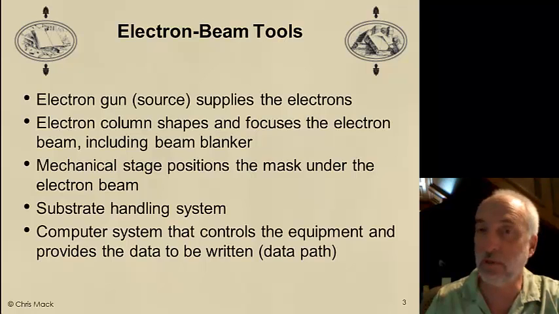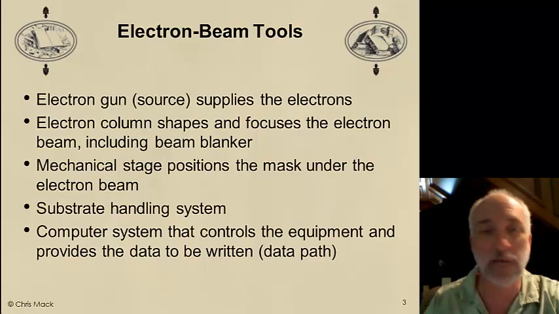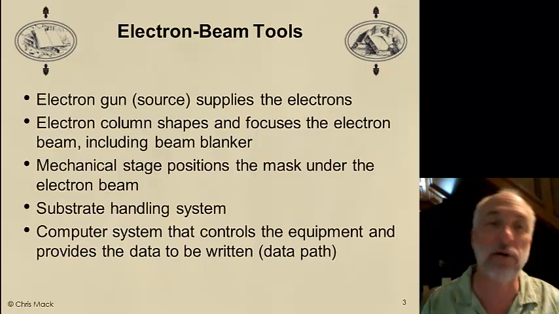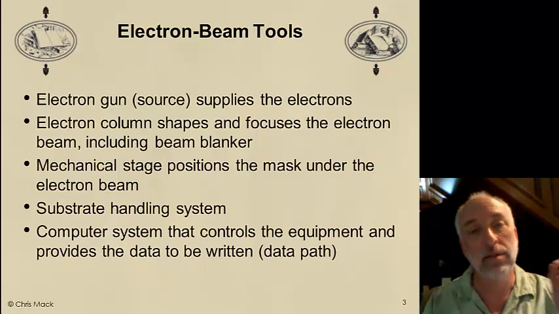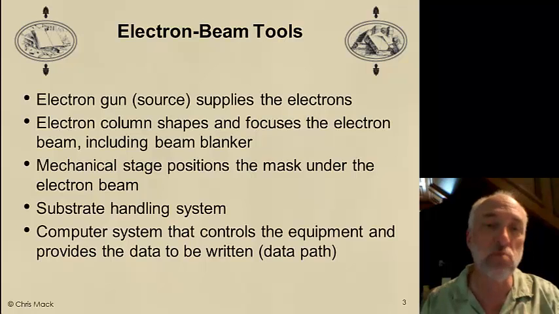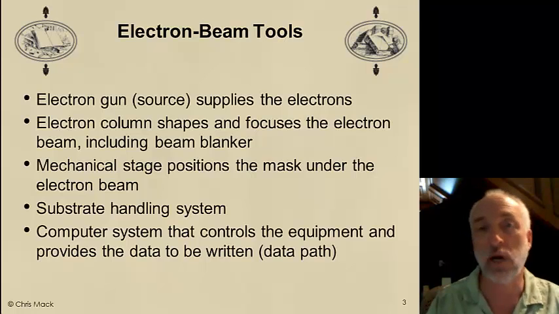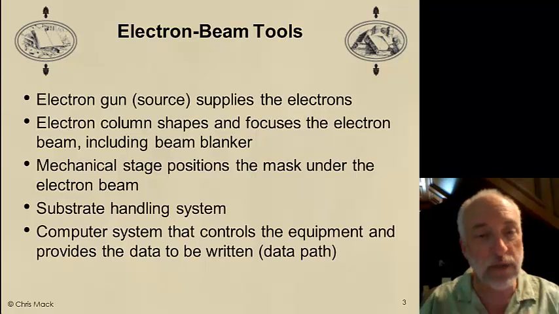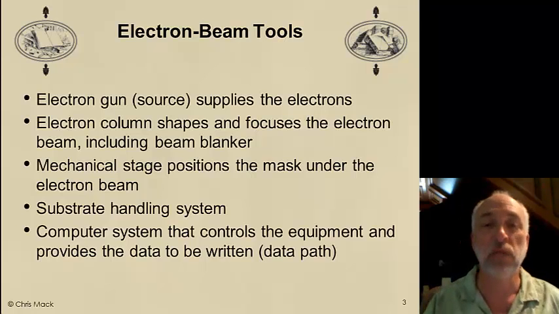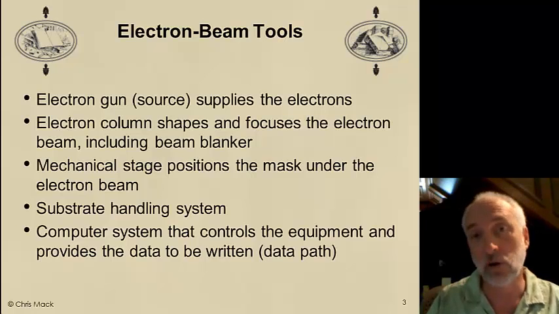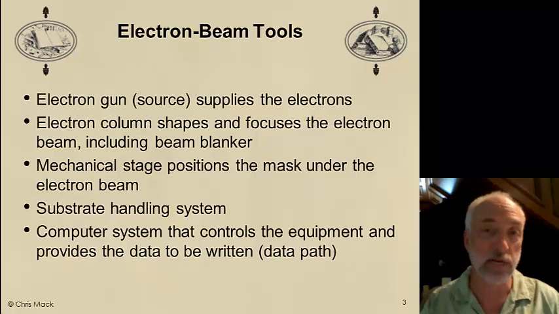And this is, of course, every tool has some kind of a computer control system, but here it's critical because we have to put in a huge amount of data to tell the blanker and the stage where to move and where to turn the beams on and off in order to create the patterns we're trying to write. So the data path, the ability to very quickly move a lot of data from the data source, the file, into the writer is a very critical component of an electron beam lithography tool.